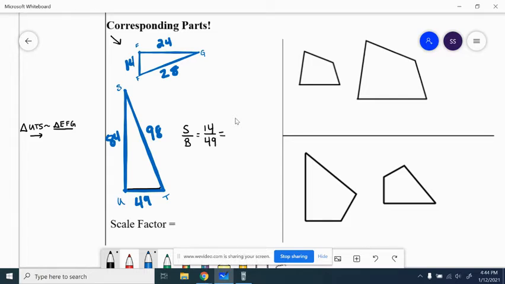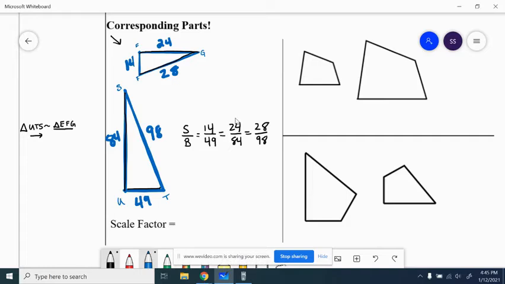And the middle length would be SU here. And the middle on the smallest triangle would be FG, 24. So this one is going to be 24 over 84. And the largest side length is going to be the hypotenuse, FG for the smallest and ST for the larger triangle. So this is 28 over 98.